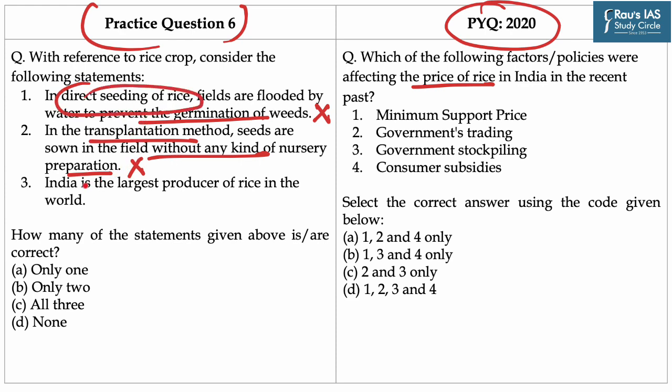While the third statement says that India is the largest producer of rice in the world. This statement is also incorrect because it is China that is the largest producer and the second comes India. Now, how many of the statements given above is or are correct? As we have seen, no statements are correct, hence option D is the right answer. Whereas PYQ is concerned, here also option D was the right answer.